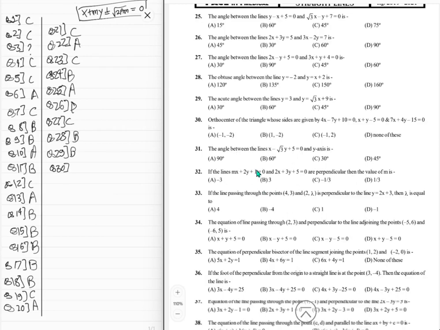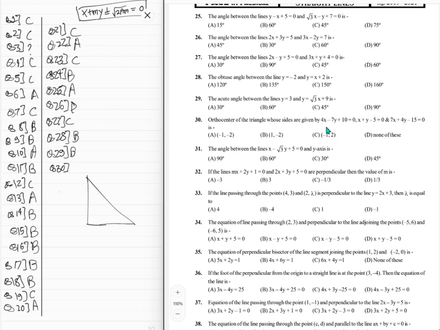Okay, the orthocenter of the triangle whose sides are given by this, and that. Oh, look, 4x minus 7y, 7x minus 4y. These two are perpendicular, so these two sides are perpendicular, and the third side is the hypotenuse. Then the intersection of these two lines will be our orthocenter, right? For a right angle triangle, the orthocenter is the point where all the altitudes meet, and that's exactly this point. Exactly. And let's just solve this thing.